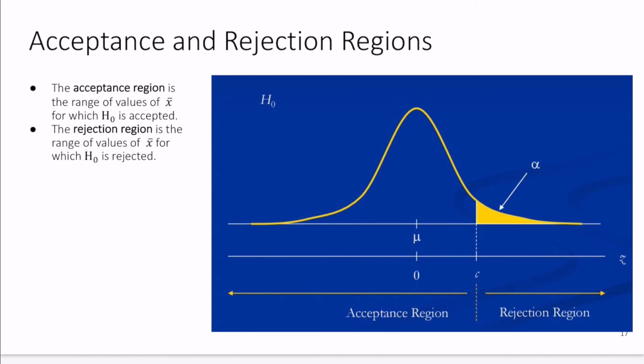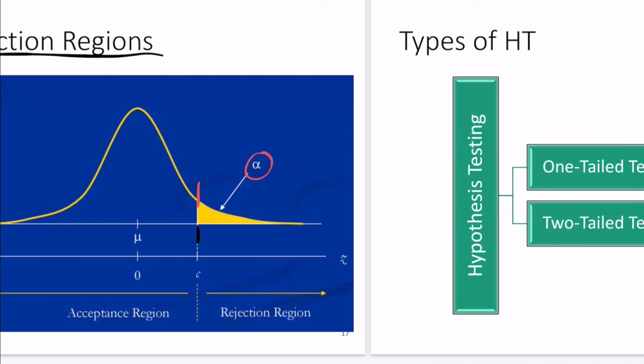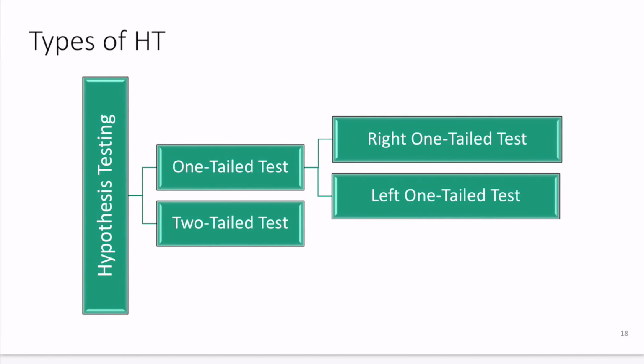So in hypothesis testing, we use what we call the acceptance and rejection regions. The acceptance region is the range of values of x bar where we accept H naught, and the rejection region is the range of values where we reject H naught, and the threshold point is set by the value of alpha. The threshold point is set by the alpha value, which is the margin of error. So the margin of error decides which one is accepted and which one is rejected.